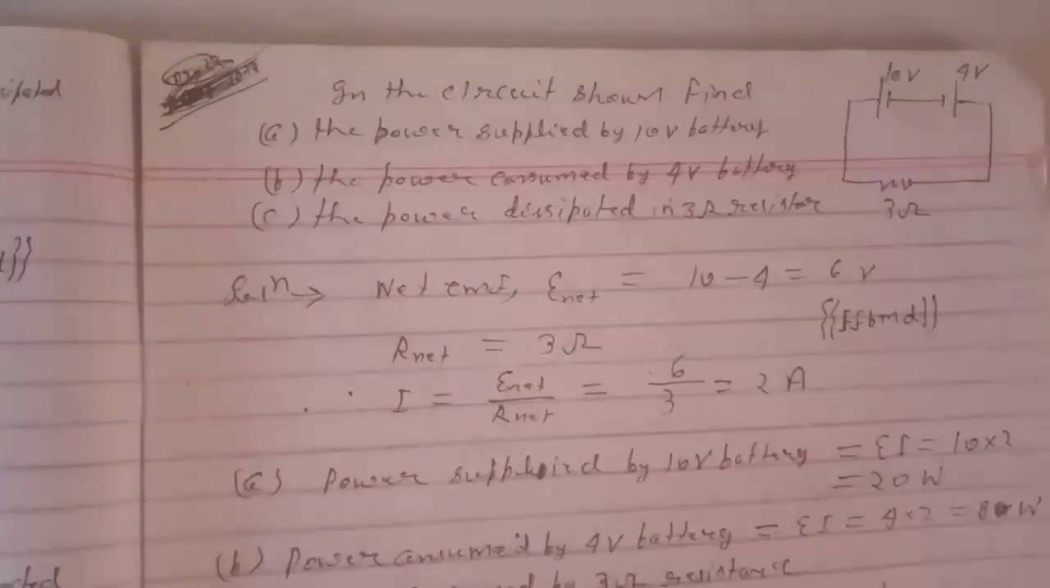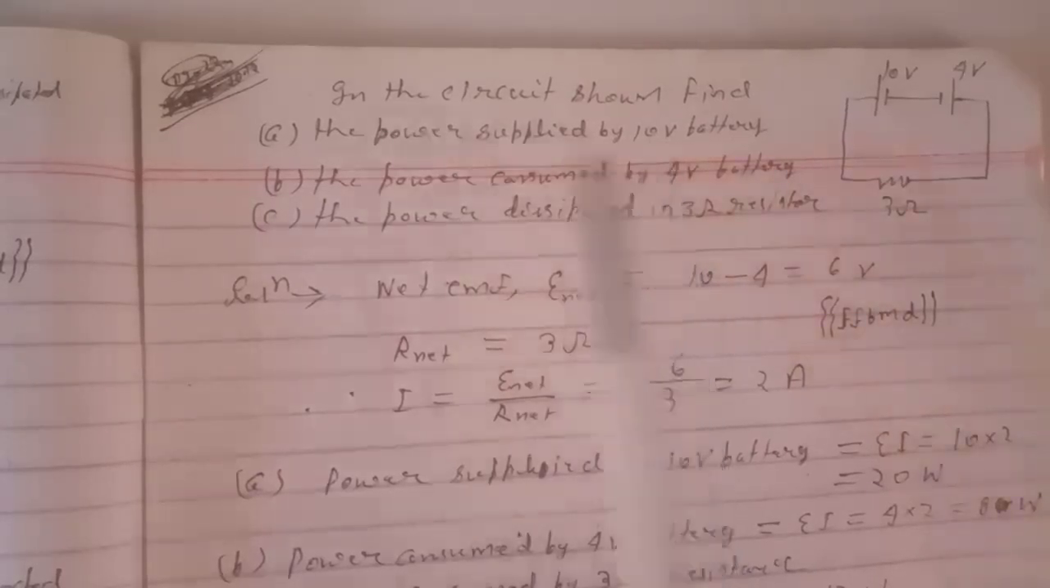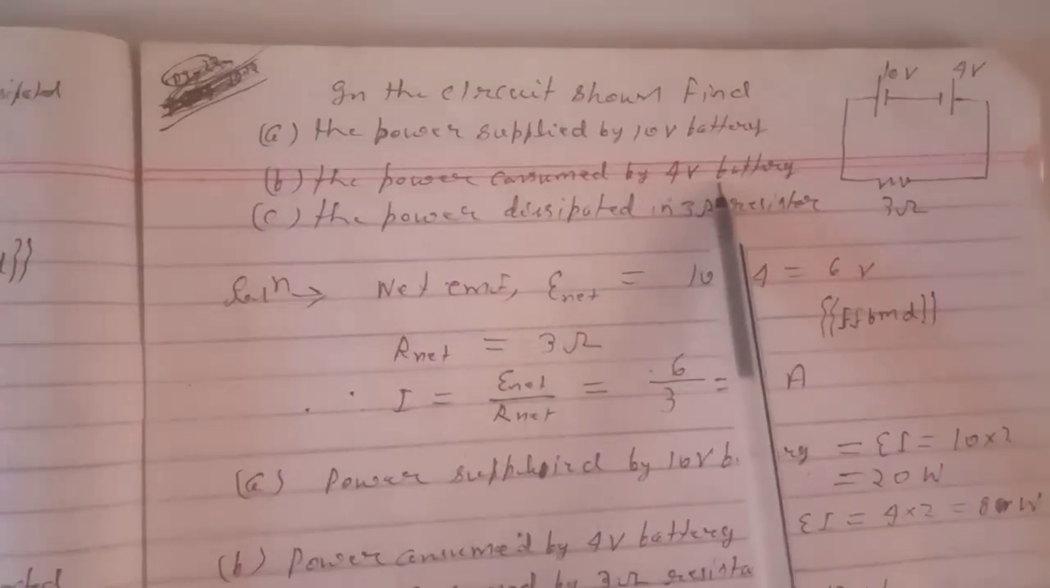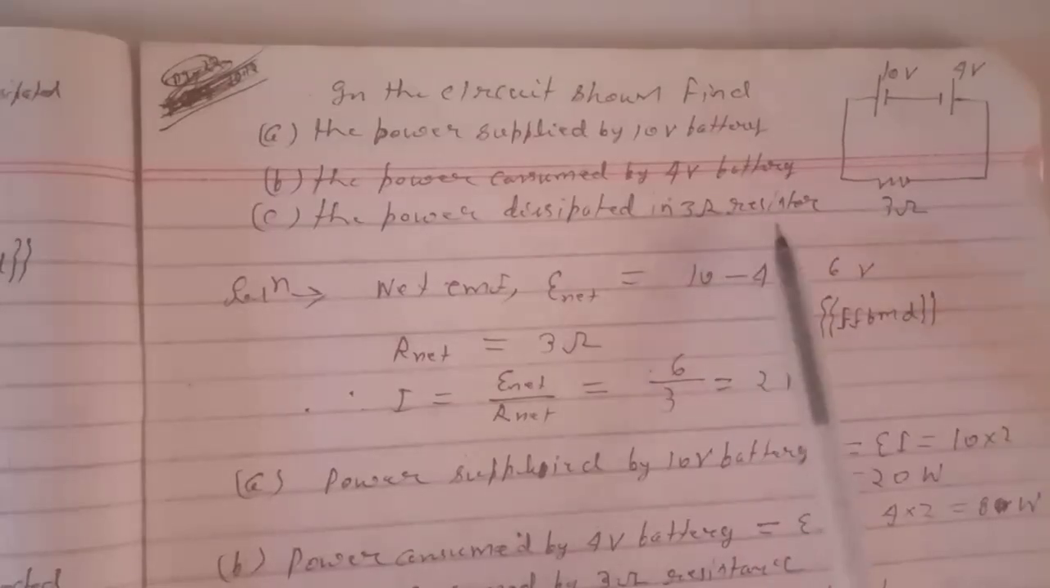Next question. In the circuit shown, find A, the power supplied by the 10 volt battery, B, the power consumed by the 4 volt battery, and C, the power dissipated in the 3 ohm resistor.